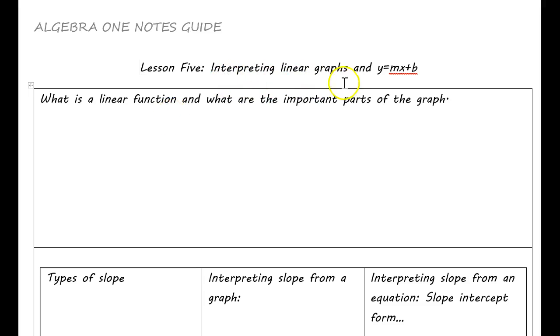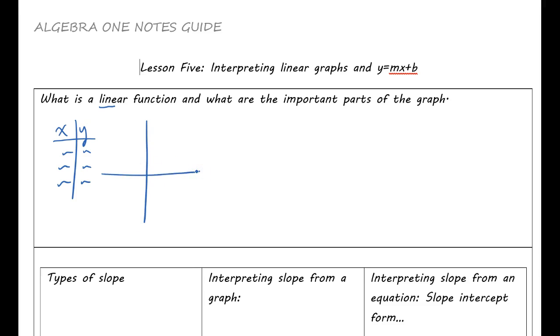When it says interpreting linear graphs and y equals mx plus b, the idea, guys, is that a linear function, notice the hidden word line, it just means that there's a relationship between the points, okay? You're going to have a bunch of points, and whatever these points are, when you actually graph them out, they will form a line.